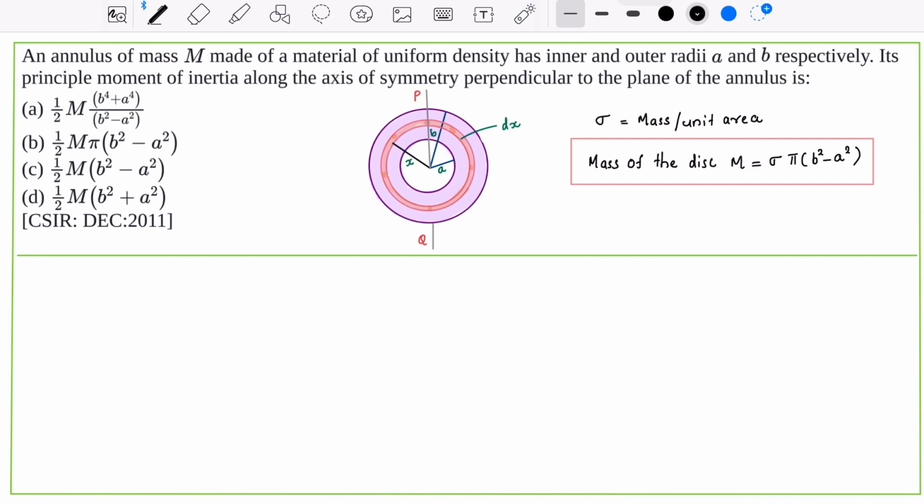In the present problem, an annular disk is given. We have to find out the principal moment of inertia along the axis of symmetry. Here the annular disk has the inner radius A and outer radius B.